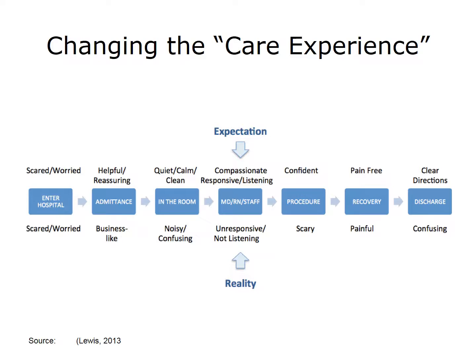This chart shows the differences between expectation and reality as a typical patient moves through the hospital. Patients usually arrive scared and worried, and they expect clinical staff to be helpful and reassuring during their stay. They expect to have their needs met and their concerns and complaints listened to. But frequently, the staff are businesslike or unresponsive. The hospital room is noisy and stressful, and the overall experience is unsatisfactory.